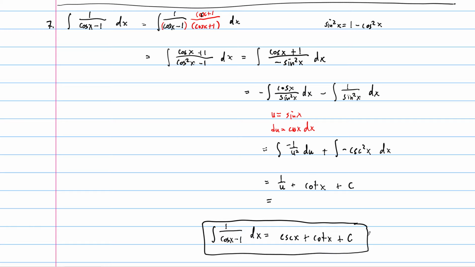All right, so there's another integral. That one used a Pythagorean identity and just a little bit of careful integration techniques. But we got it, right? We got it. So there's 7 examples of integrals involving trig functions.